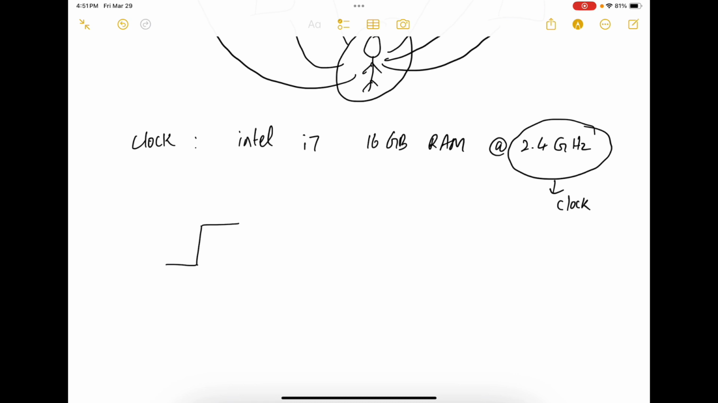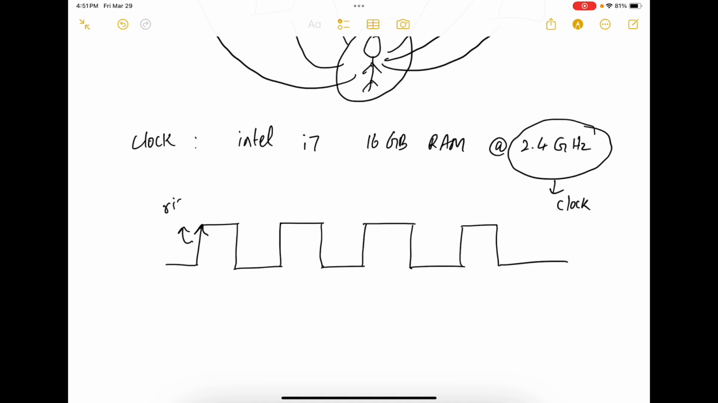And the pulses are as follows. So for a 2.4 gigahertz clock, within 1 second, you're going to have 2.4 times 10 power 9 of these pulses. This is known as the rising edge of the pulse. So rising edge. And this is the falling edge. So in this particular example, you have 1, 2, 3, 4 rising edges, and 1, 2, 3, 4 falling edges.